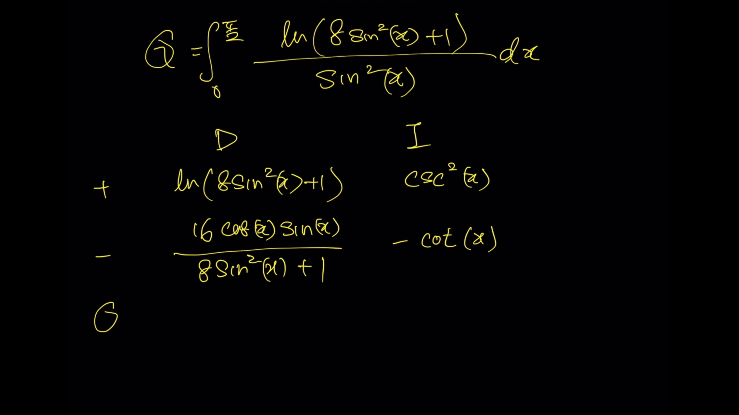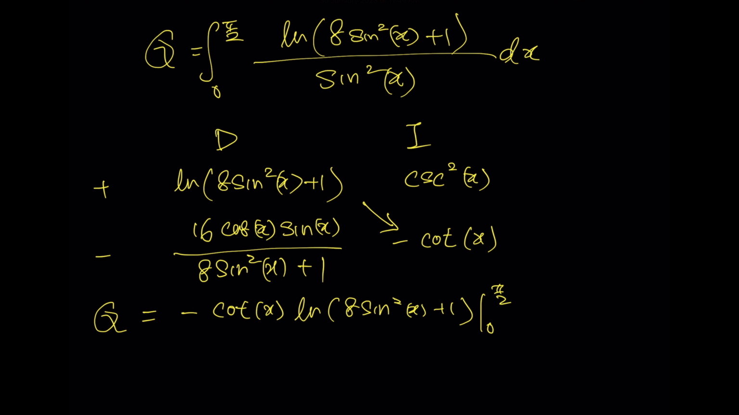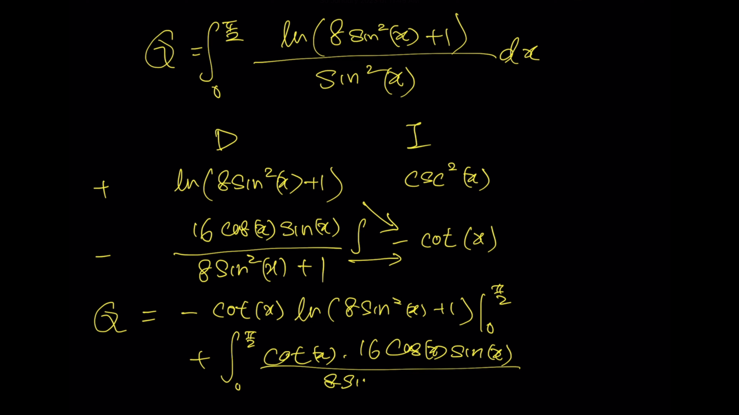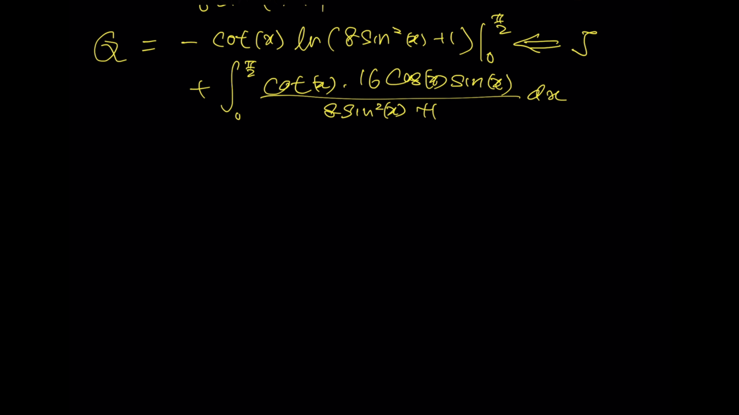From the DI table, we obtain q equals to negative cotangent x multiply natural log of x sine square x plus 1 for x equals to 0 and pi divided by 2, plus integral 0 to pi divided by 2 cotangent x multiply 16 sine x multiply cos x and then divide by sine square x plus 1 dx. Let's focus on the part number 1, which is j.